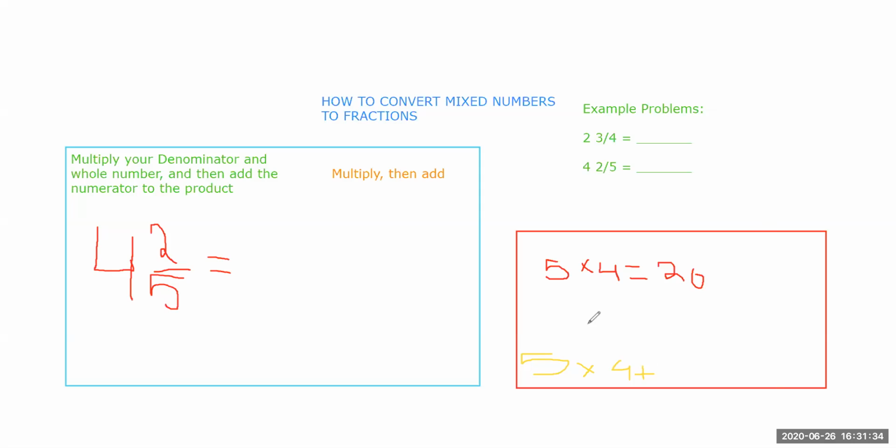So 20 plus 2 equals 22. And in our number sentence, that's the last step, so plus 2. So 5 times 4, which is 20, plus 2 equals 22. And that's the answer to our problem. So after watching this video, you will know how to convert mixed numbers to fractions.